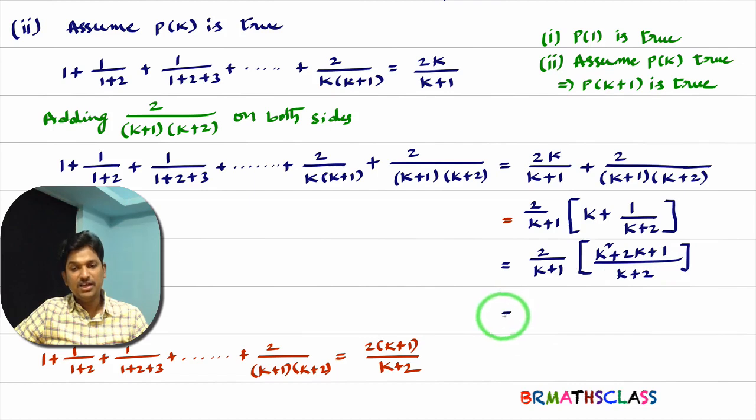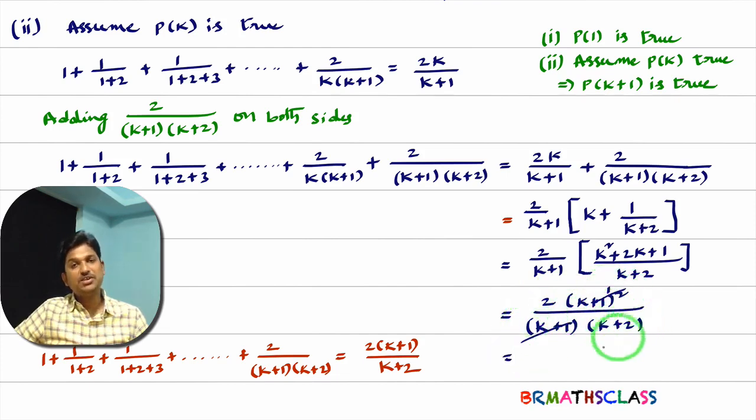Okay, that equals 2 into, you observe this, k square plus 2k plus 1 is nothing but k plus 1 whole square, whole divided by, what will you get here? k plus 1 into k plus 2. Okay, you see this one k plus 1 will get cancelled. So in the numerator one k plus 1 is remaining. So what will you get? 2 into k plus 1 divided by k plus 2. Correct? So after simplifying this right hand side part, you observe what we got. We got RHS of P of k plus 1.